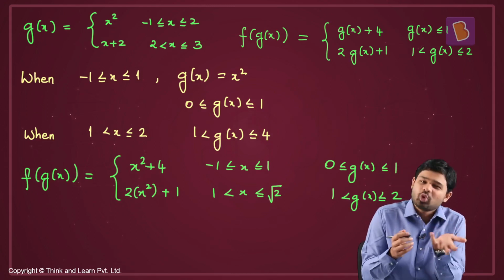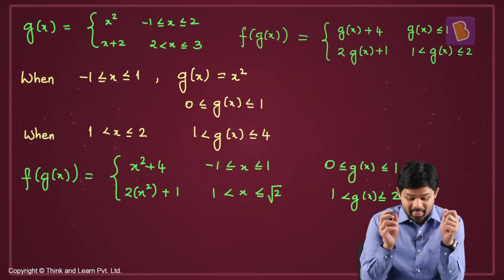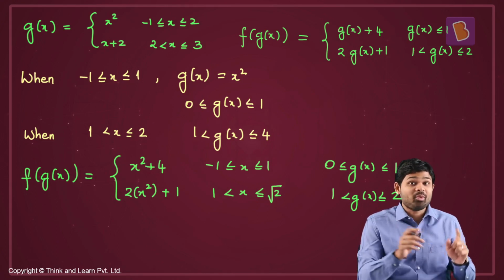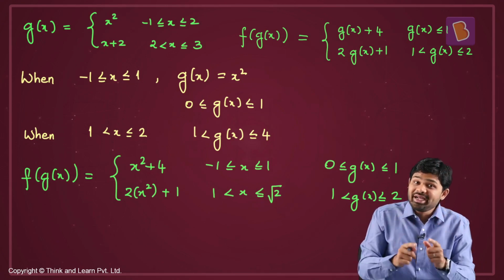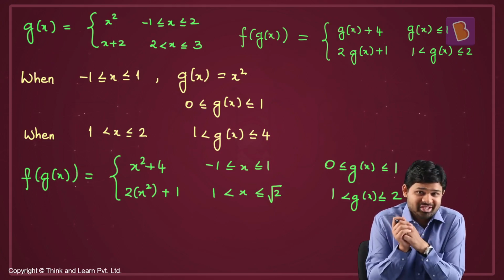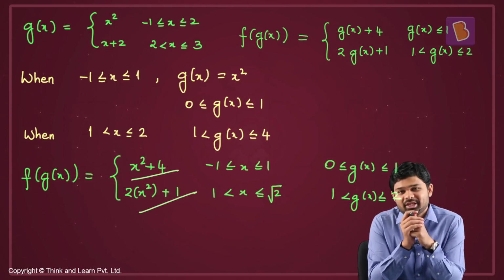But you don't have to be so careful about the domain, because the domain is not the question in concern. So f of g of x is x square plus 4 or 2x square plus 1. What is the objective? To find out the roots of f of g of x equal to 0. Now let's look at f of g of x. F of g of x is x square plus 4 or 2x square plus 1.